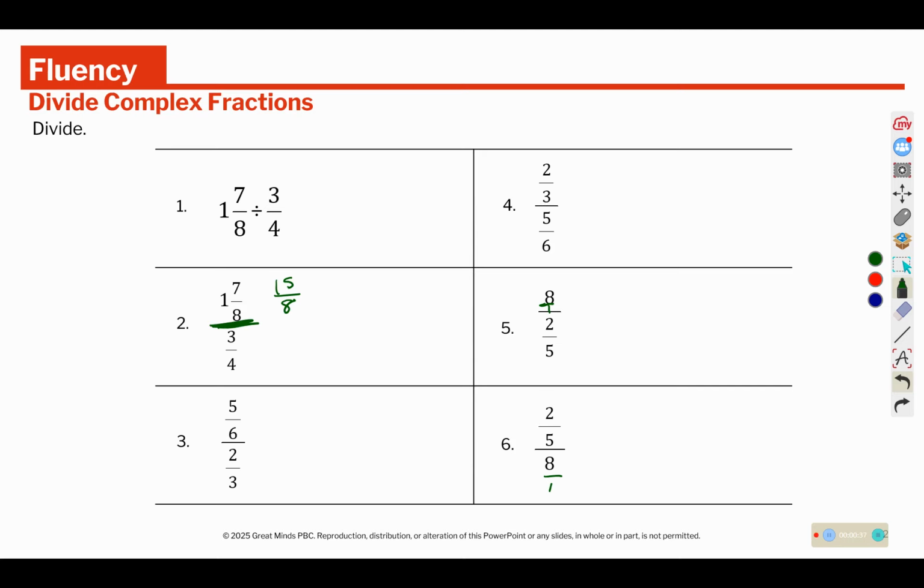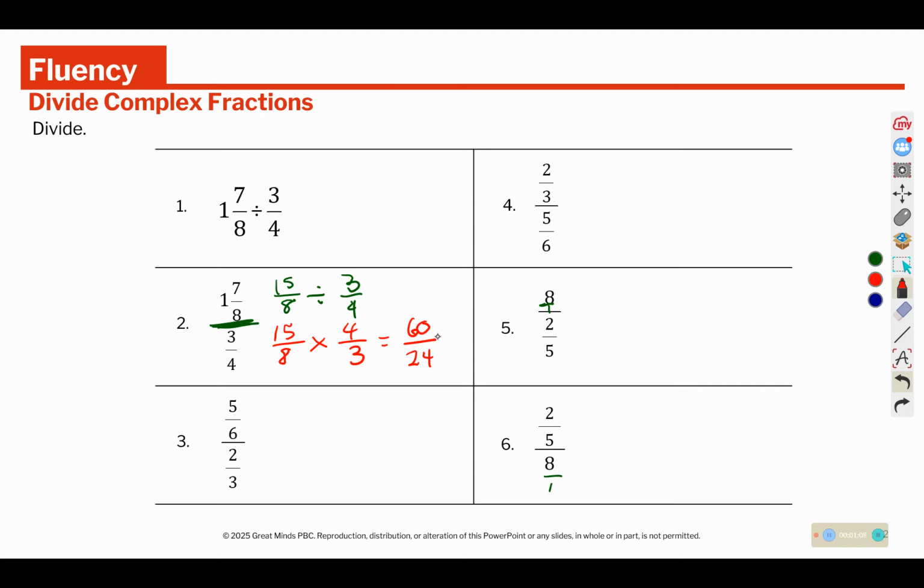This big division bar or big fraction bar represents the division, and we're dividing by 3/4. We've discussed how you can leave, change, change. Now we're multiplying straight across the top and straight across the bottom. 15 times 4 is 60. 8 times 3 is 24.